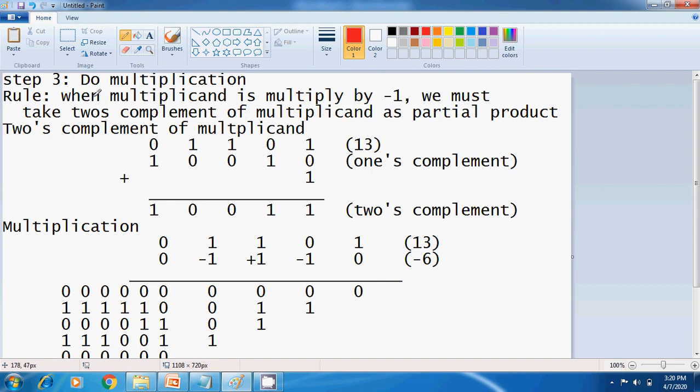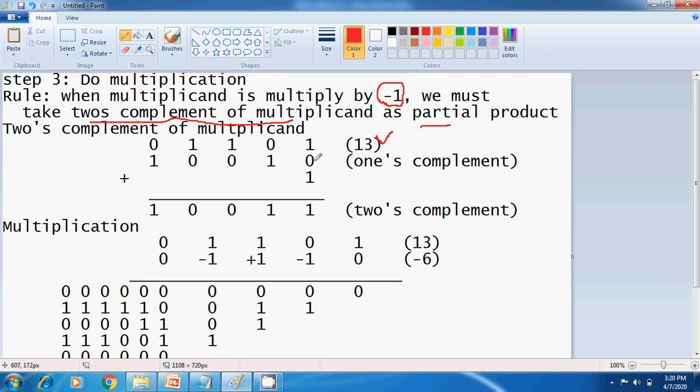Okay. So one rule you have to always remember: whenever I multiply by -1, I must take the 2's complement of the multiplicand as a partial product. So already I have calculated the 2's complement of the multiplicand. In our example, the multiplicand is plus 13.